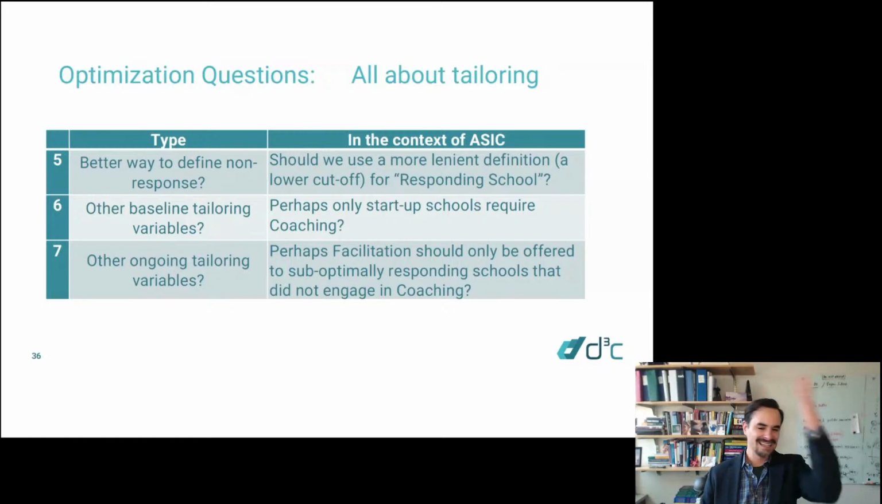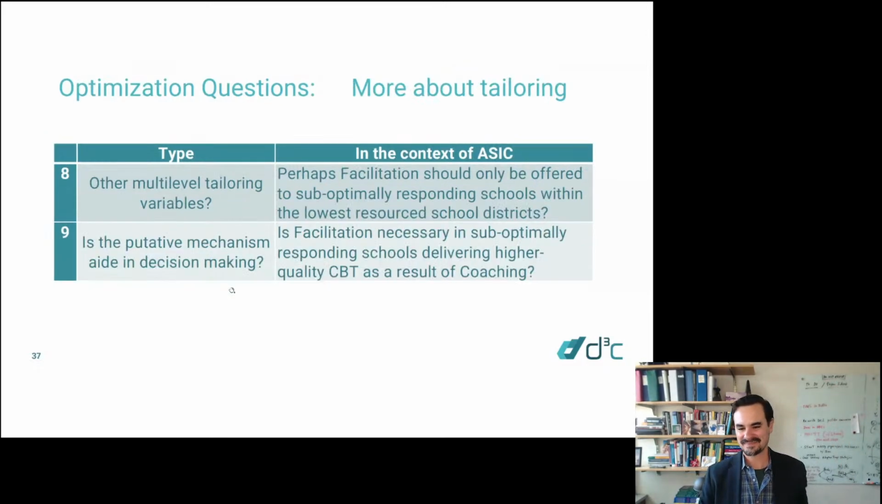So you could ask all sorts of these questions. Here's a couple more about tailoring. Can we discover, or do we have evidence for, a multi-level tailoring variable? That's so fascinating, because at any one of these decisions, remember, this is a MAISY, right? At any one of these decisions, the decision to provide coaching, maybe it's not just about what's happening at the school, it might be about what's happening at the district, right? That is fascinating. So that would be a higher level tailoring variable.